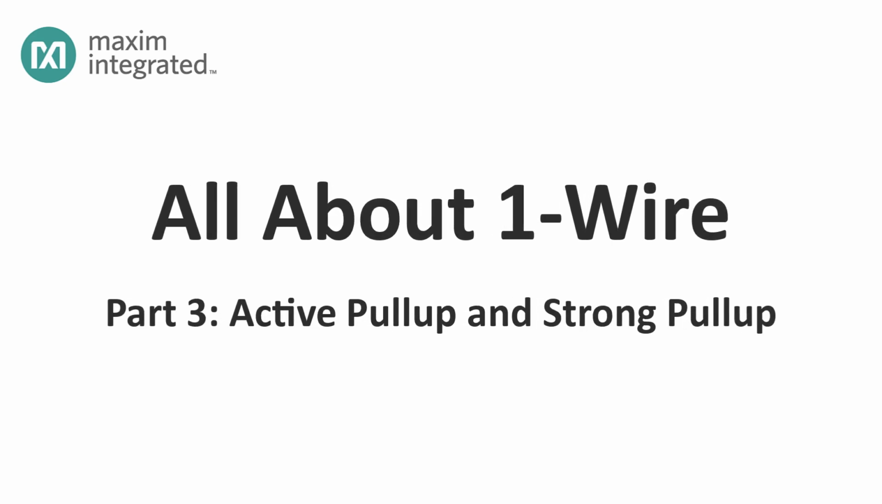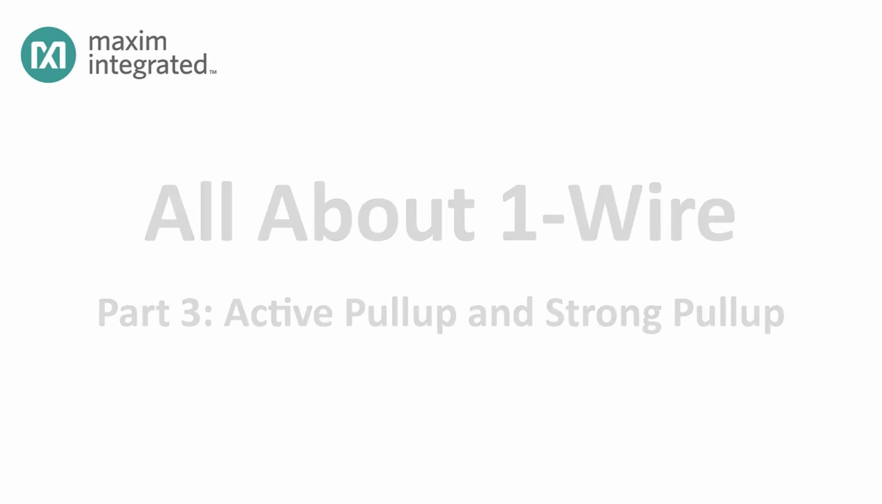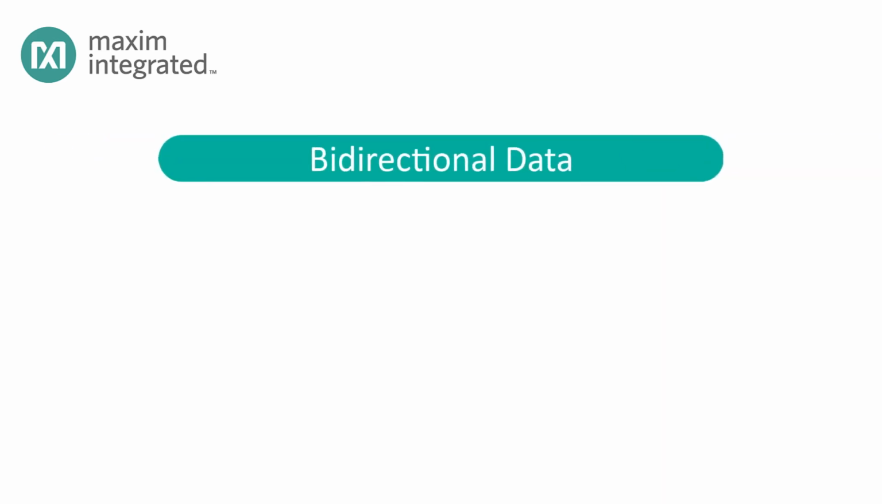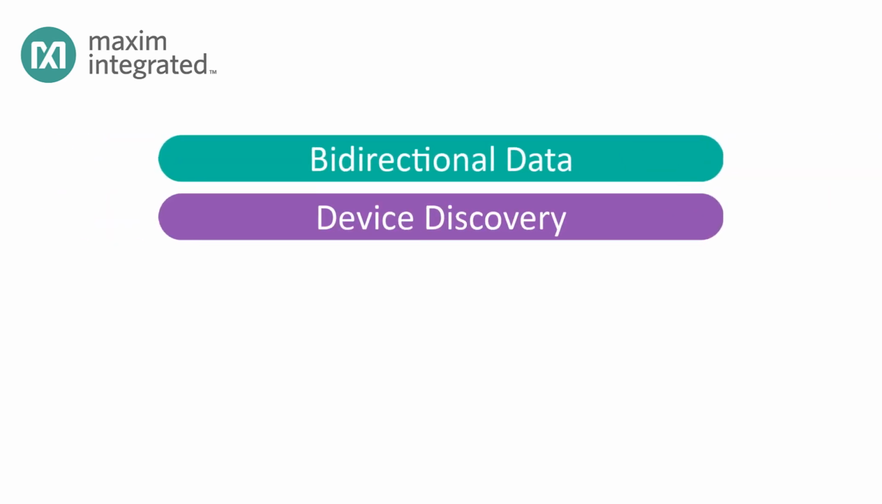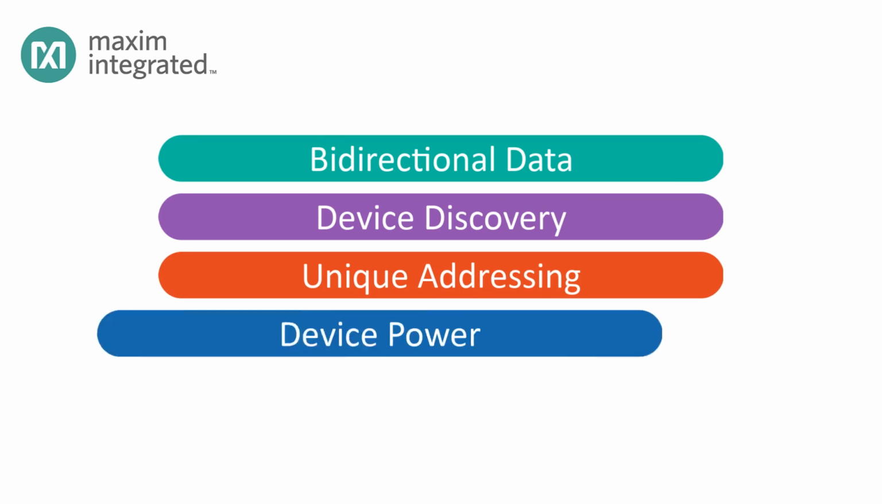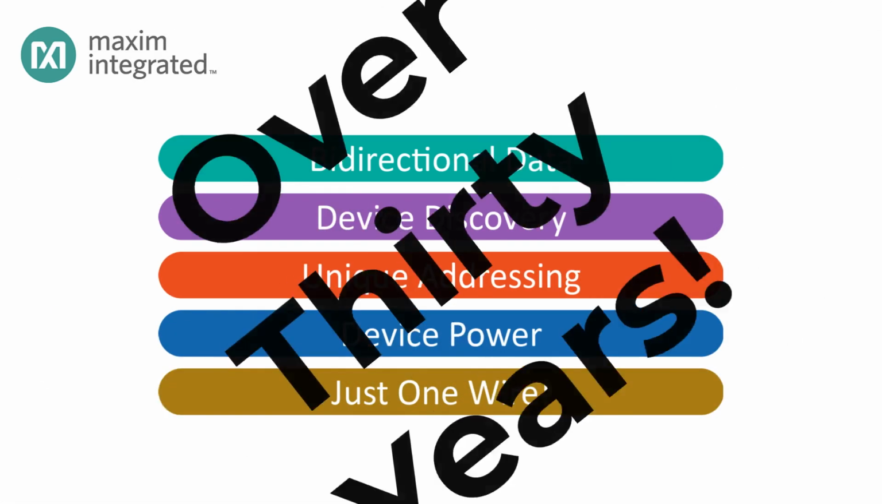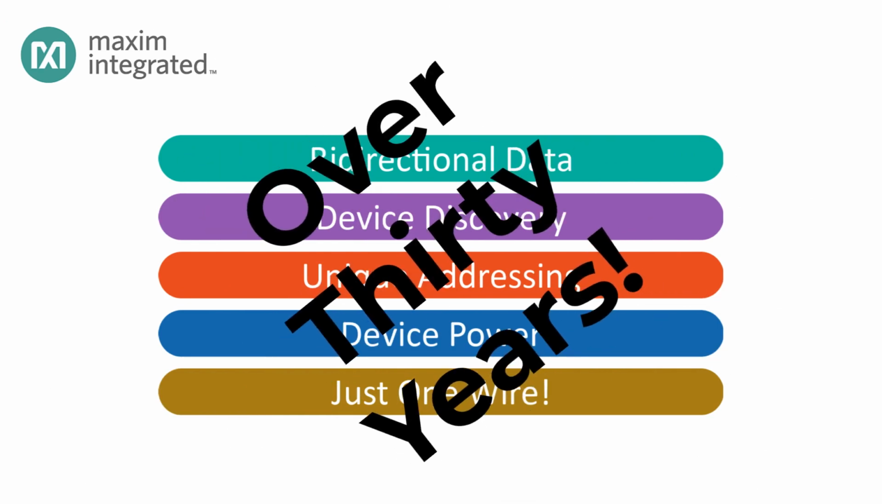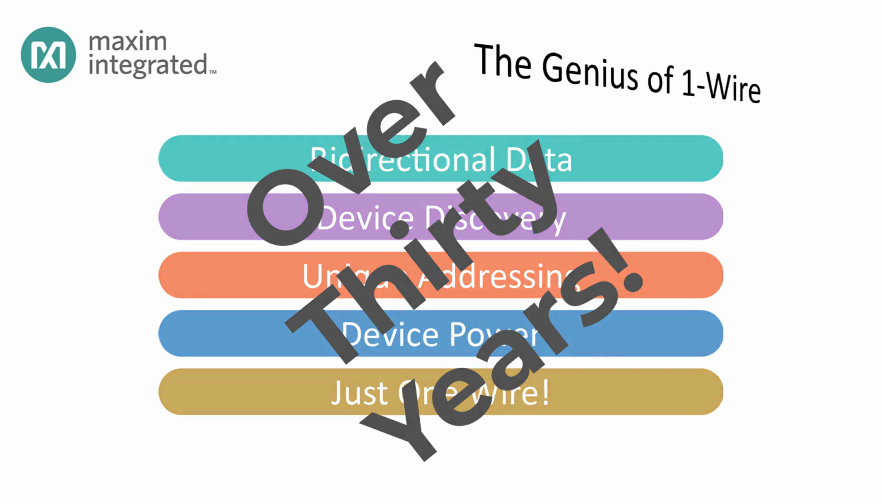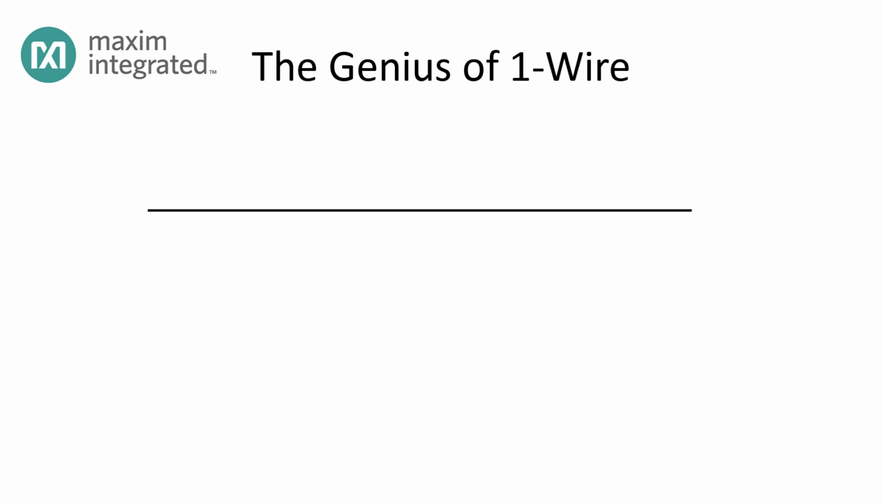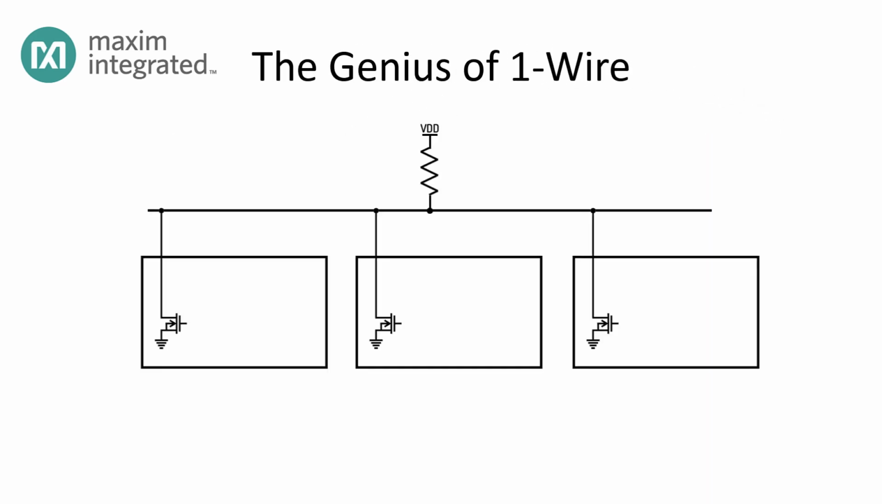OneWire really is a wonder. I mean, what other interface can provide bidirectional data, device discovery, unique addressing, and device power all over a single wire? And to top it off, it's been doing that for decades, and it shows no sign of slowing down anytime soon. The genius of OneWire comes from the design decision to make it an open drain bus with a single pull-up resistor that serves all devices on the bus.